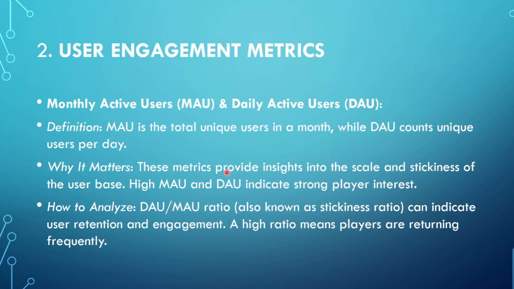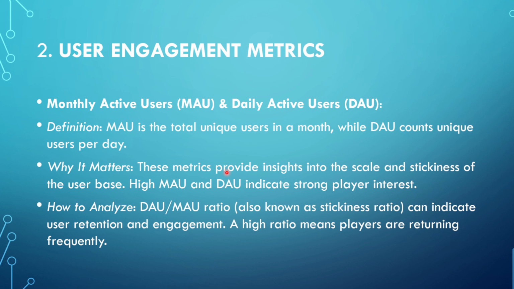Then the second huge metric is the user engagement metrics. The different user engagement metrics: there we have the monthly active users, which you abbreviate with MAU. Daily active users is DAU. Definition: MAU is the total unique users in a month, while DAU counts unique users per day.